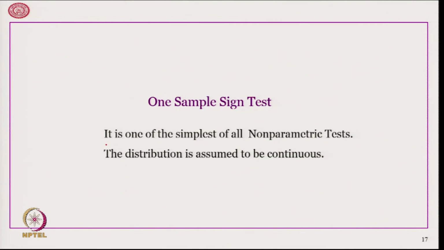It is one of the simplest of all non-parametric tests. The distribution is assumed to be continuous. So, this is the most basic assumption, that we are not looking at a discrete population, rather it is a continuous population, but the test is actually very simple as we see now.